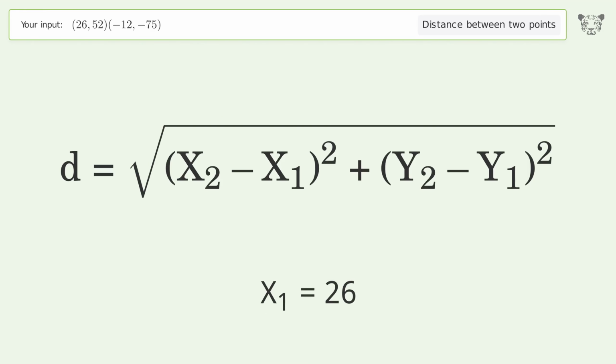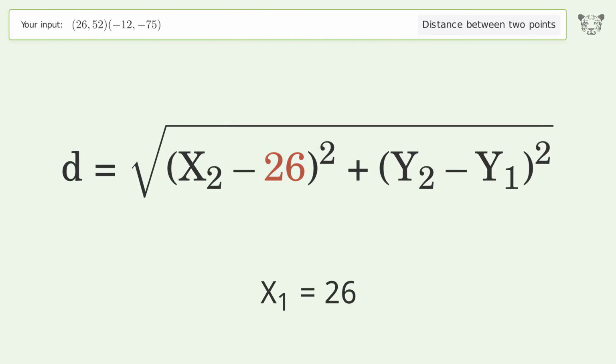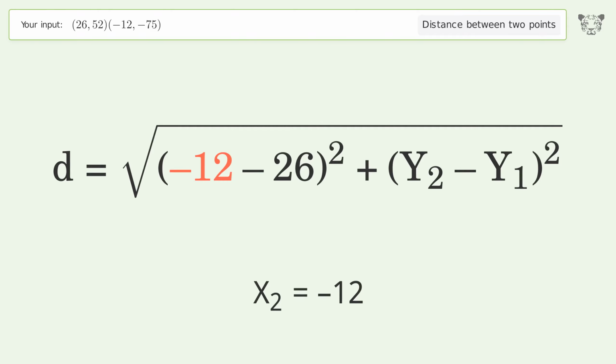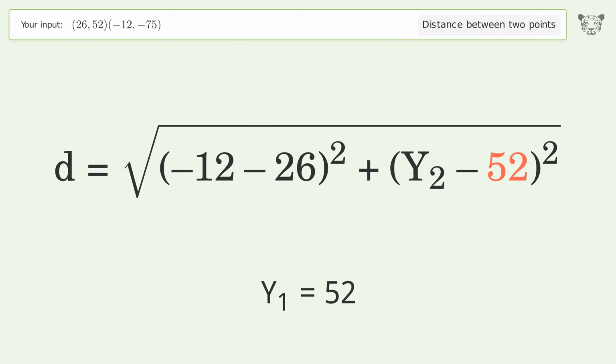x1 equals 26. x2 equals -12. y1 equals 52. y2 equals -75.